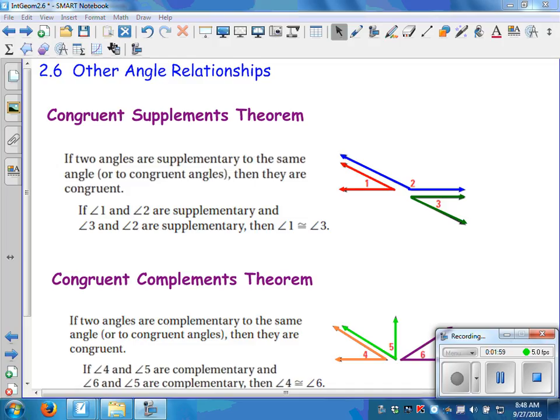All right, so underneath your blank section here, I want you to write this down. It's saying if 1 and 2 are supplementary, and 2 and 3 are supplementary, then 1 and 3 are congruent to each other.